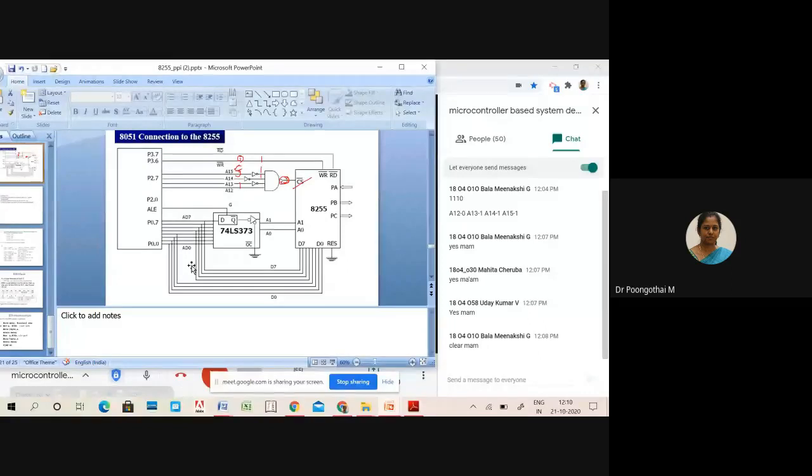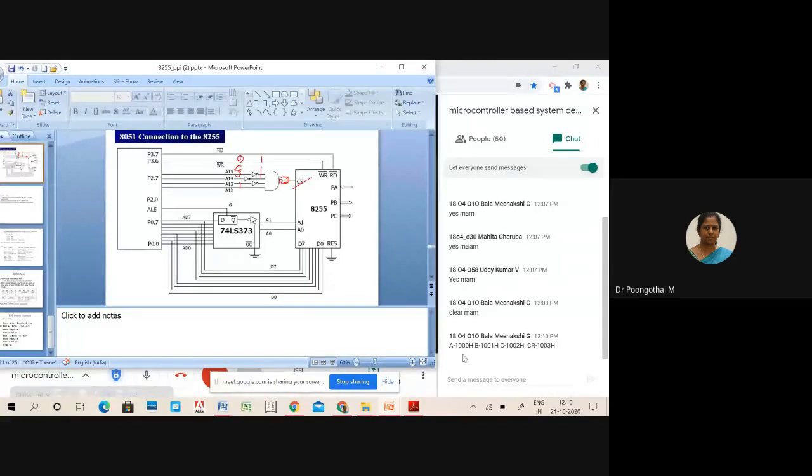So what is the address? What is the answer? Can anyone unmute and tell me the answer? 1000, port A, very good. Port B 1001, 1002, 1003. Okay, so this is the correct answer.